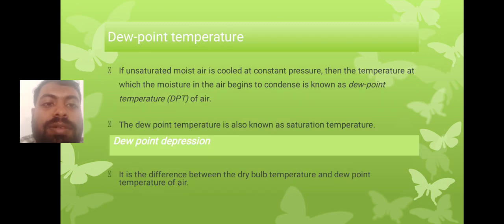Dew point temperature. If unsaturated moist air is cooled at constant pressure, the temperature at which the moisture in the air begins to condense is known as the dew point temperature. The dew point temperature is also known as the saturation temperature. Next, dew point depression. It is the difference between dry bulb temperature and the dew point temperature of air.